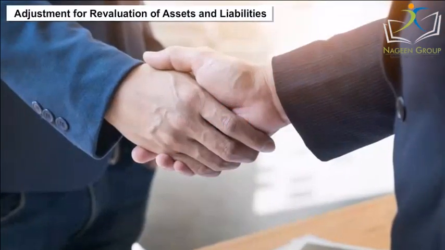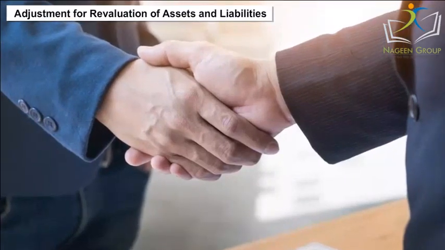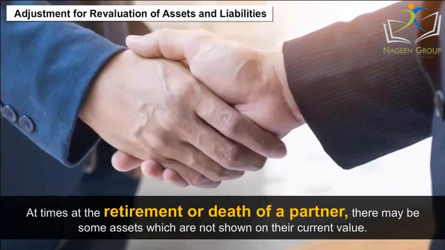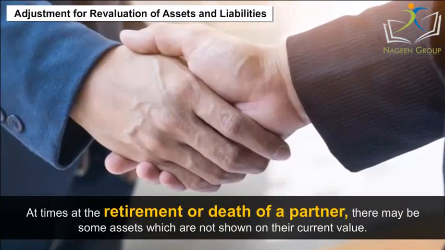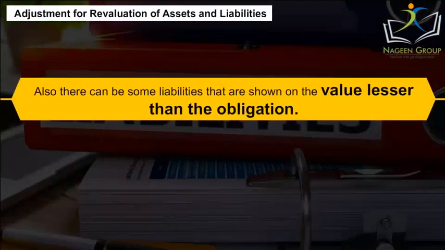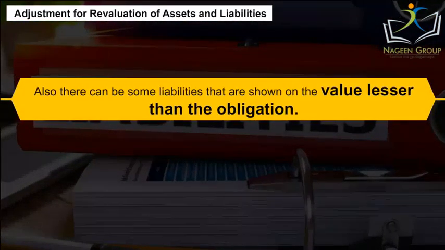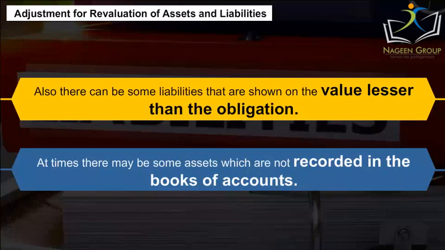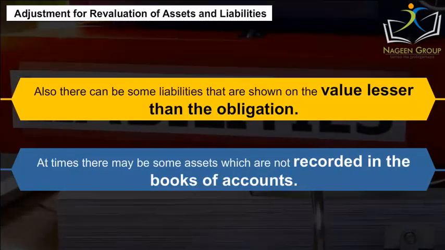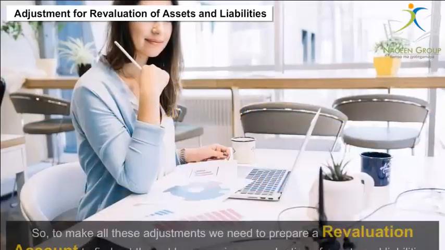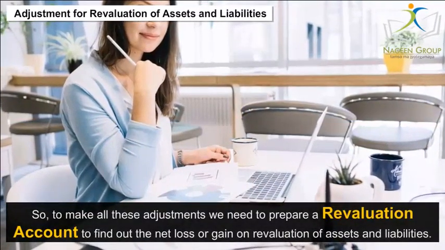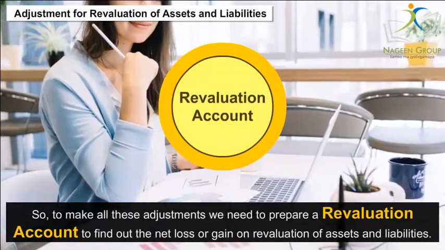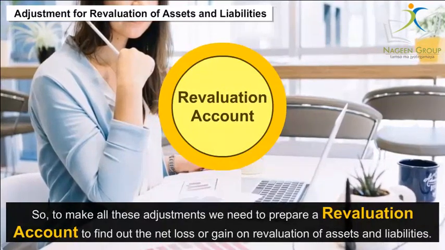Adjustment for revaluation of assets and liabilities. At times, at the retirement or death of a partner, there may be some assets which are not shown at their current value. Also, there can be some liabilities that are shown at a value lesser than the obligation. Or at times, there may be some assets which are not recorded in the books of accounts. So, to make all these adjustments we need to prepare a revaluation account to find out the net loss or gain on revaluation of assets and liabilities.